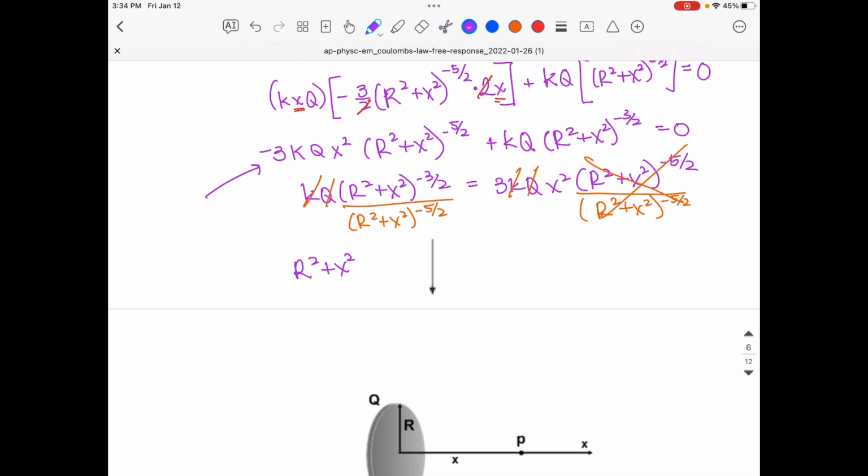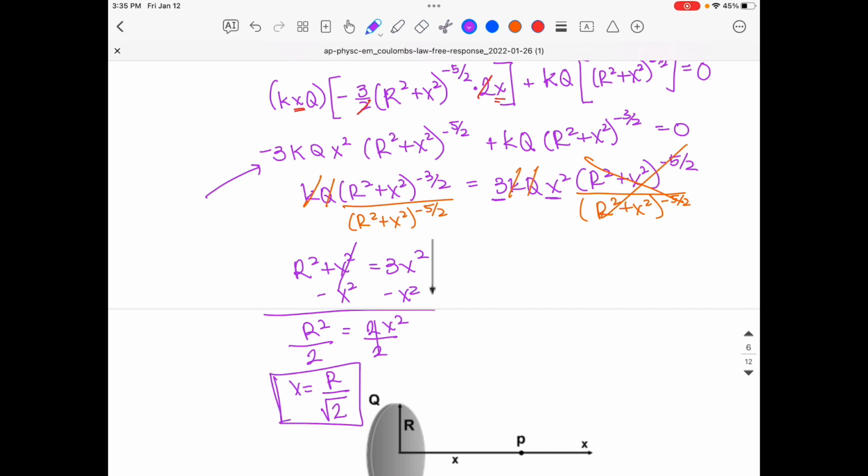And that's it. On the left side, I have a 3x squared, and then bring together my common values. R squared is equal to 2x squared, and I want to isolate x because that's what I'm solving for. So I end up with x is equal to the square root of r squared over 2, or r over the square root of 2. So this would be either a max or a min.